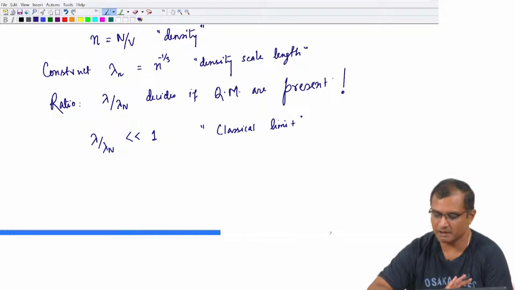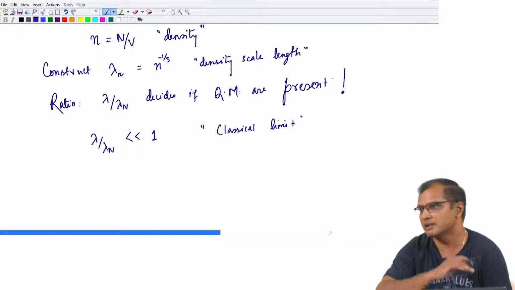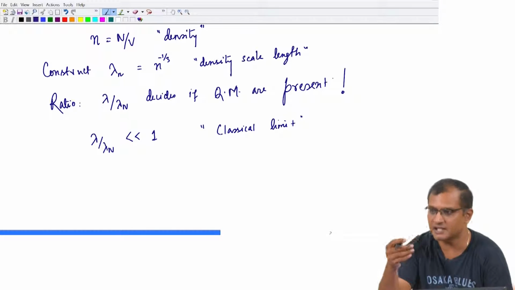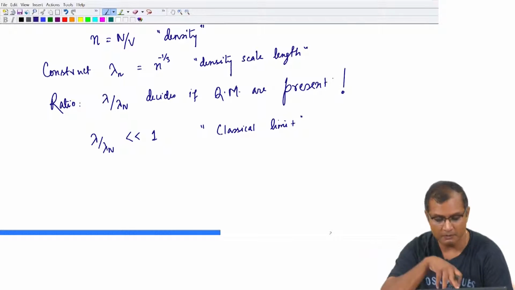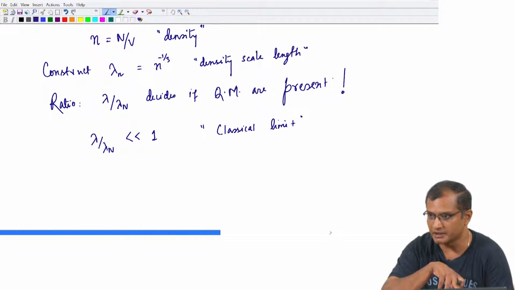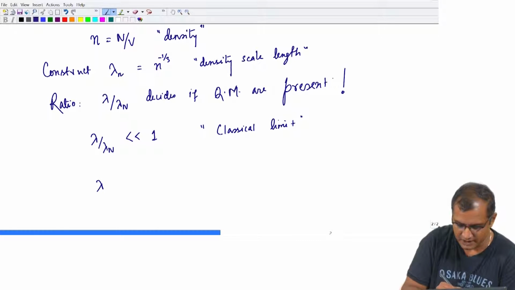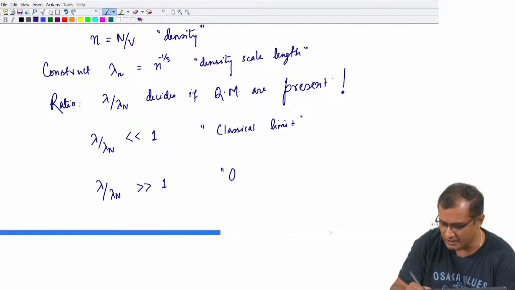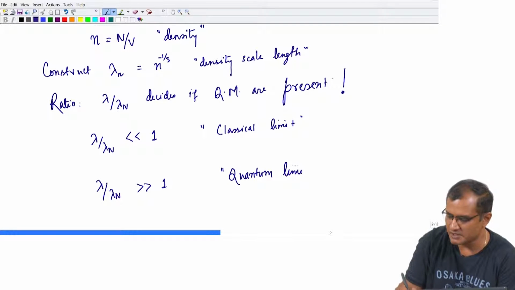So, every system can be pushed to a quantum limit by increasing density or reducing temperature. Both have the same effect. See, if I increase the density, my length scale lambda n reduces. So, let me write down first. The other limit of course is when the ratio is much larger than 1, and I am going to say that this is the quantum limit.